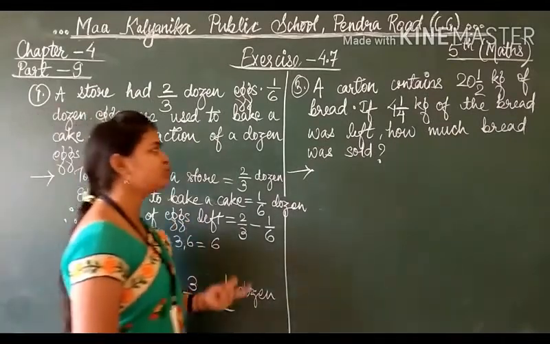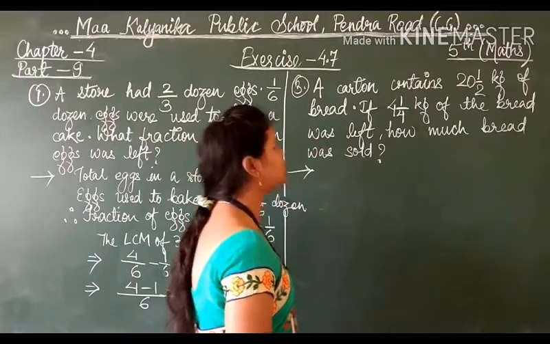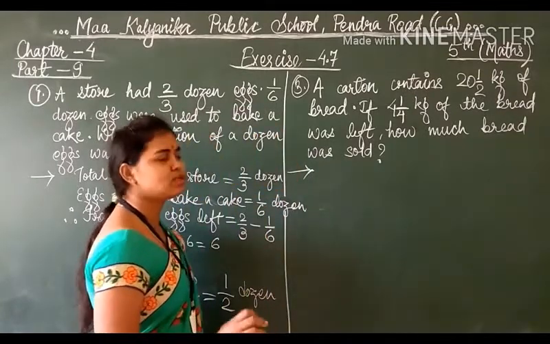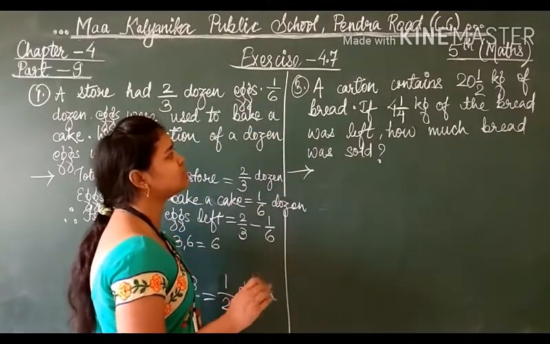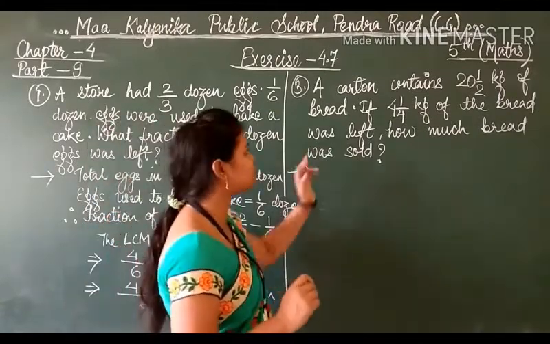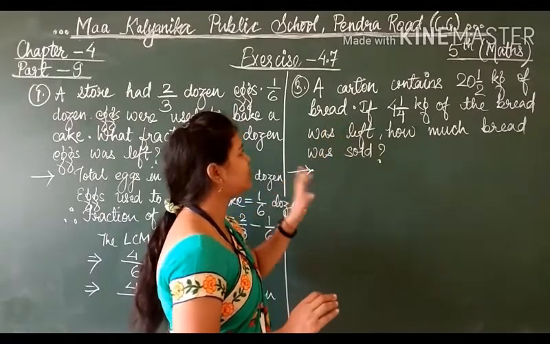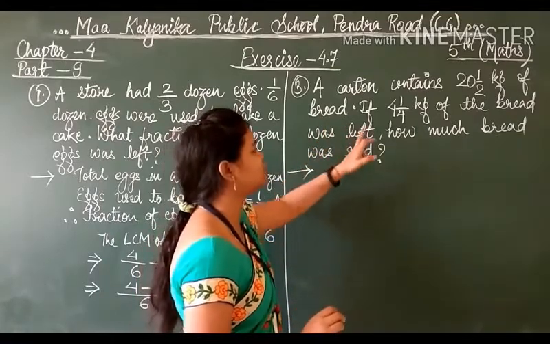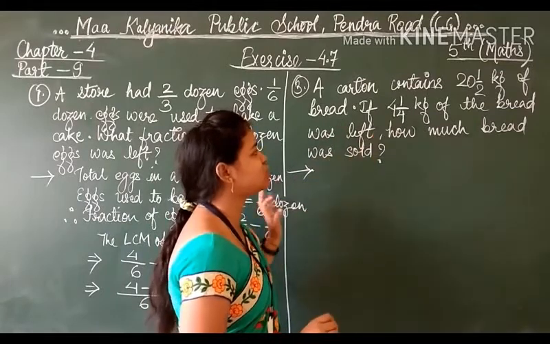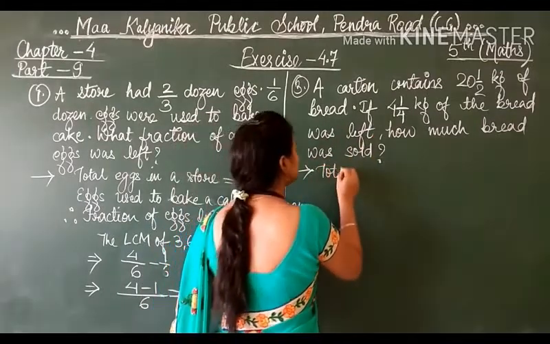Moving to question number 3. A carton contains 20 and a half kg of bread, 41 by 2 as read. What was the total amount of bread? How much bread was there? 20 and a half kg of bread. What was the weight of bread? 20 and a half kg. 1 by 4 kg of bread was left. Means what is given?